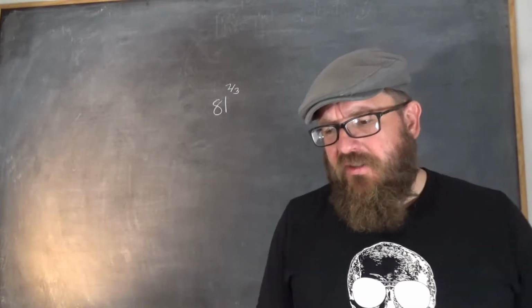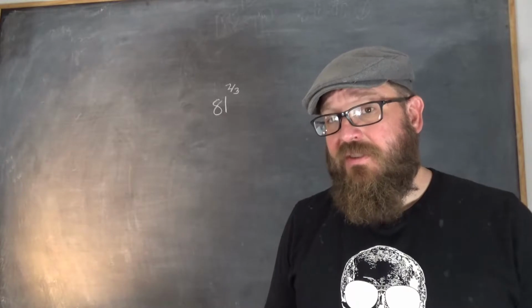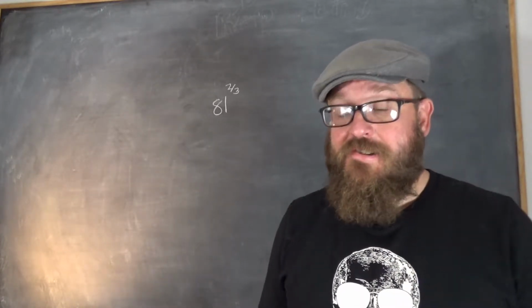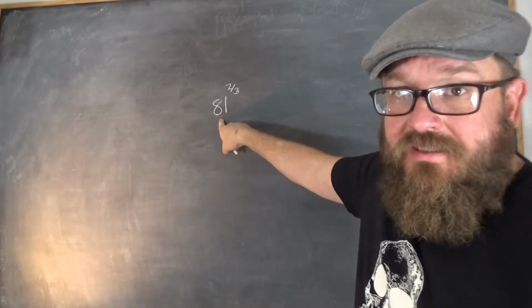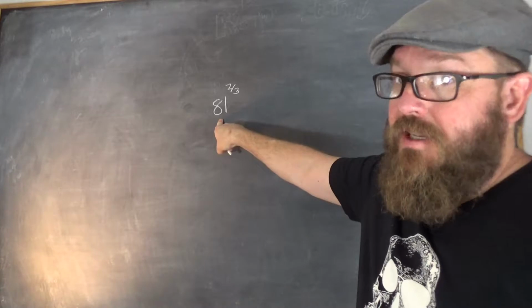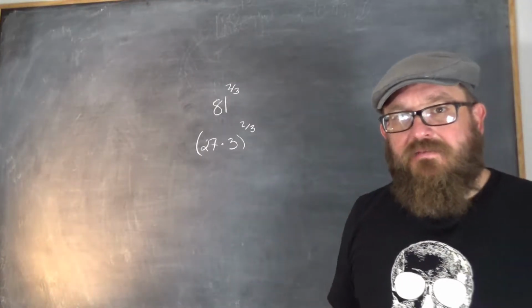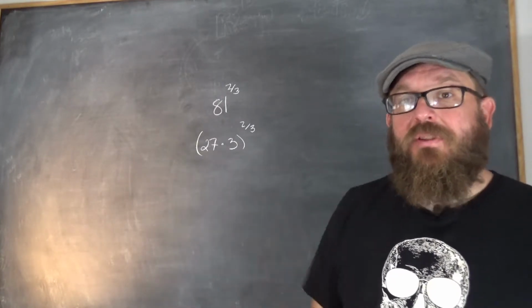Now what if we had something like this? 81 to the 2/3 power. 81 is not a perfect cube, unfortunately. It's 3 to the 4th. It's also 9 squared. Huh. But check this out. 27 times 3, right, is 81. 27 is a perfect cube. You see what I did there? I just broke that 81 apart into 27 times 3.